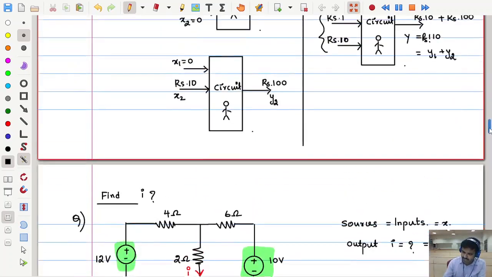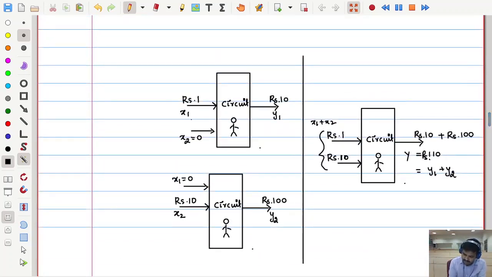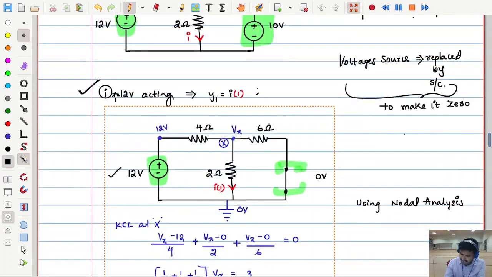Okay. So like this, see here, I want to consider only x1. When x1 is considered, x2 must be made 0. How can I make it 0? If it is voltage in nature, we will replace it by a short circuit like this. Like that you do it.